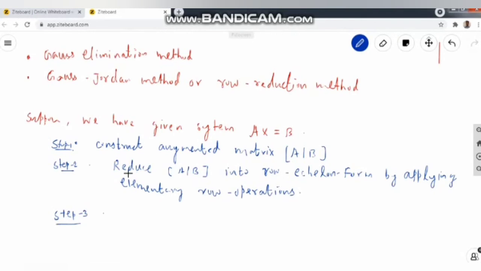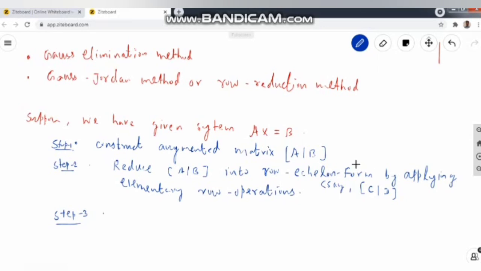Of course, when we reduce the augmented matrix into row echelon form, we will get another matrix. Let's say the row echelon form is this one. That will also be an augmented matrix, because we are just appending the A and B matrices here. So after applying the elementary operations, we get one matrix, and the row echelon form will also be of this type, C, augmentation bar, D.